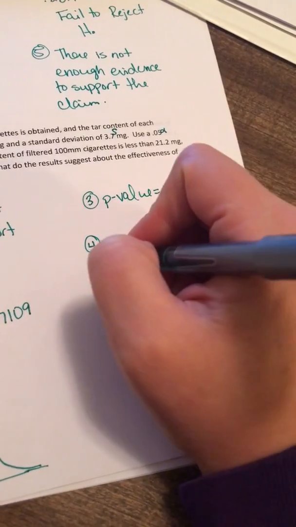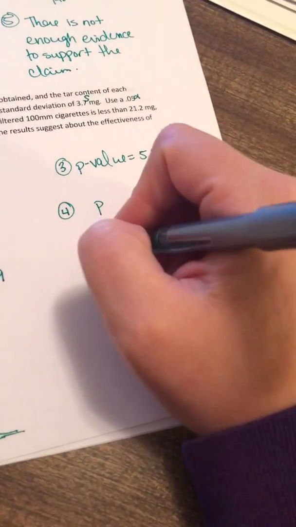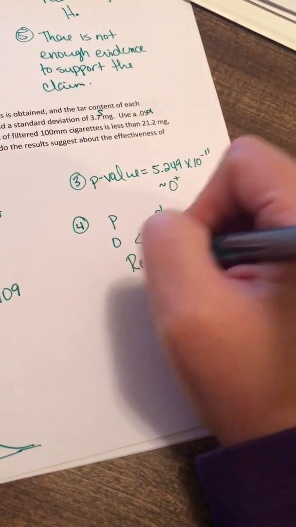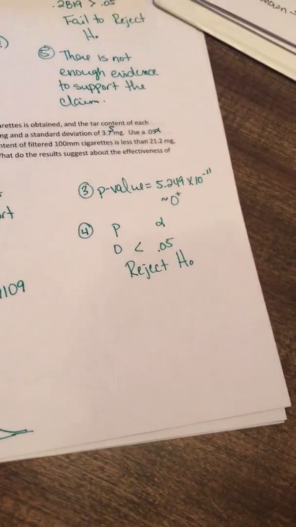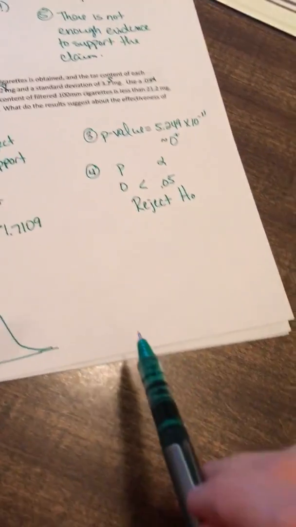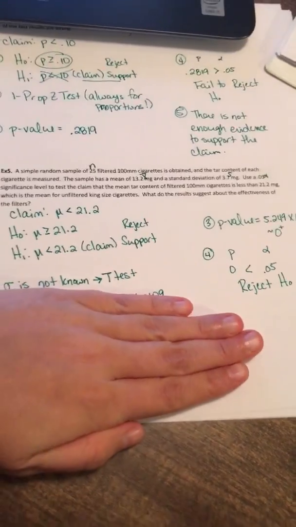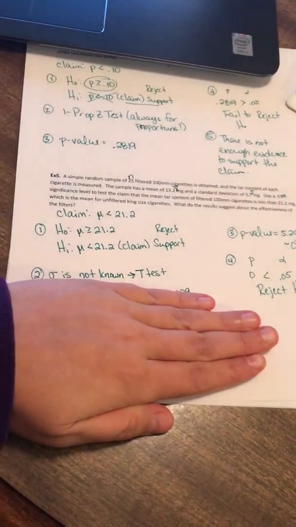So compare P to alpha. So 0 basically to 0.05. 0 is less than 0.05. So you're going to reject H0. P is low, we reject. So same answer. You rejected down here, we rejected over here. But like I said, when you do these, you probably are not going to have this part. You're just going to write that right there.